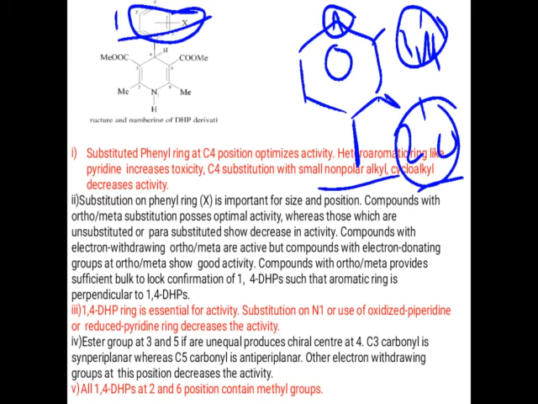Okay, so the compounds with ortho-meta substitution provide sufficient effect so that the conformation of the 1,4 dihydropyridine is maintained in such a way that it should be perpendicular. This benzene or phenyl ring should be perpendicular to the 1,4 dihydropyridine ring below it. So do sufficient substitution, but that should maintain the plane, it should maintain the conformation, it should not change the conformation. And the conformation is that the phenyl ring is perpendicular to the below 1,4 dihydropyridine ring. So that is the second part.